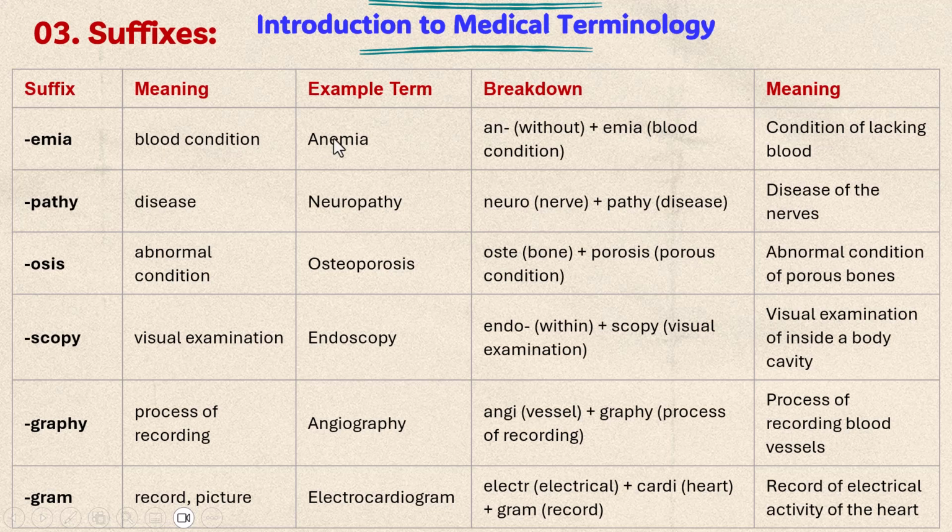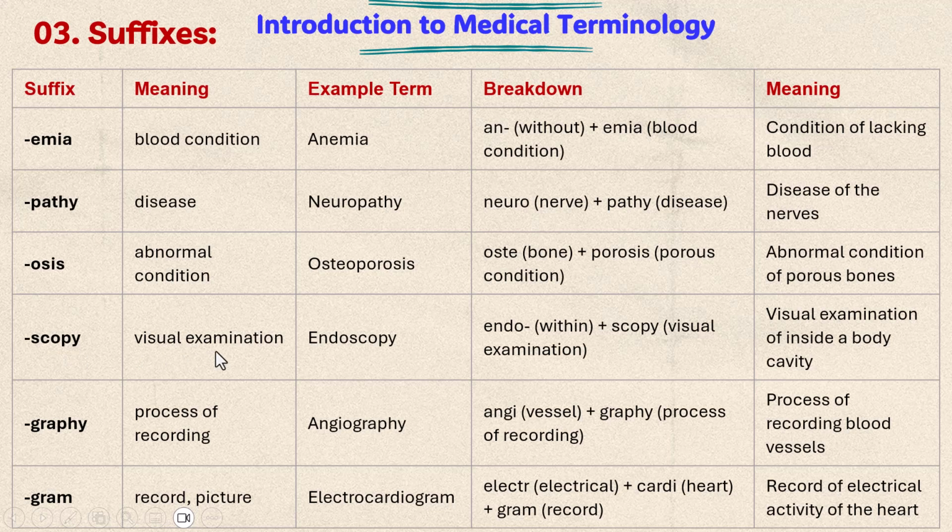Emia means blood condition. For example, anemia means a condition of lacking blood. Pathy means disease. For example, neuropathy. Here neuro is nerve, pathy means disease. So, disease of the nerves. Osis means abnormal condition. For example, osteoporosis. Here osteo is bone, porosis is a porous condition. That means an abnormal condition of porous bones.